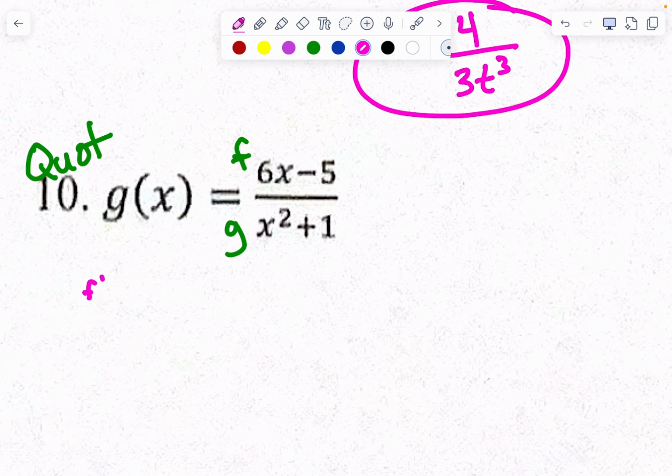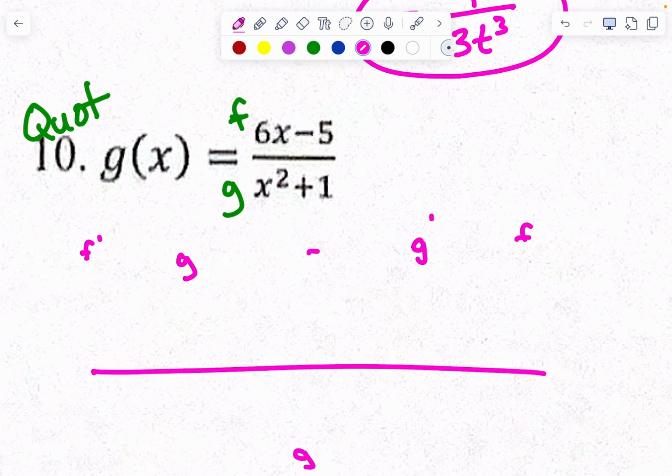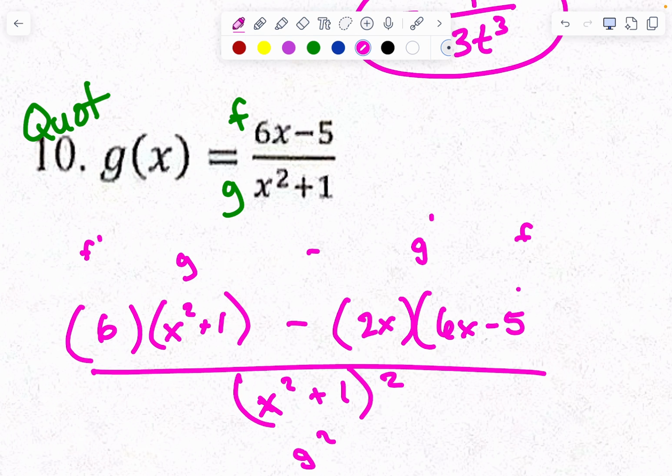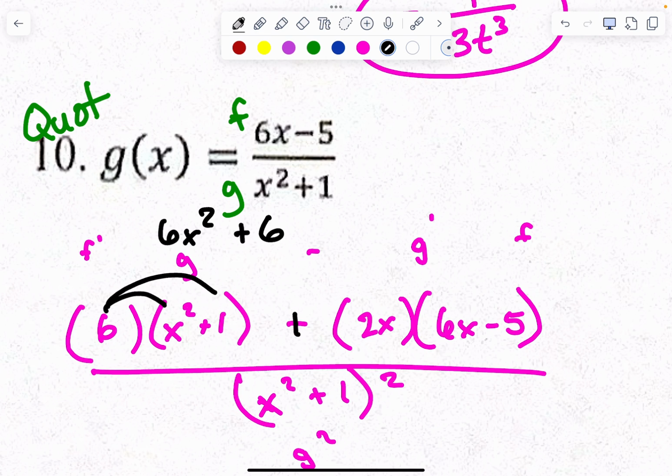All right, quotient rule. F prime G minus G prime F all over G squared. I'm going to do my G squared first: x squared plus 1 squared. Okay, F prime is 6. Times x squared plus 1, minus G prime, which is 2x, times 6x minus 5. Okay, this is 6x squared plus 6. Don't forget plus minus. Minus 12x squared plus 10x.